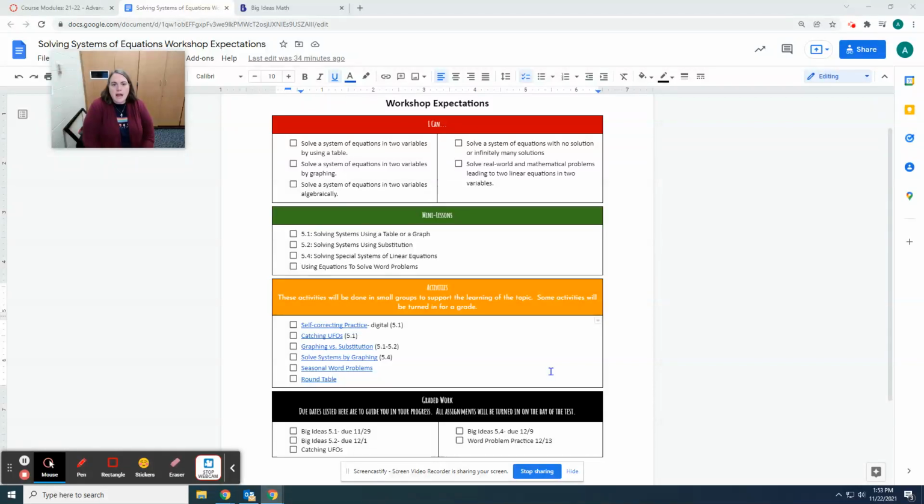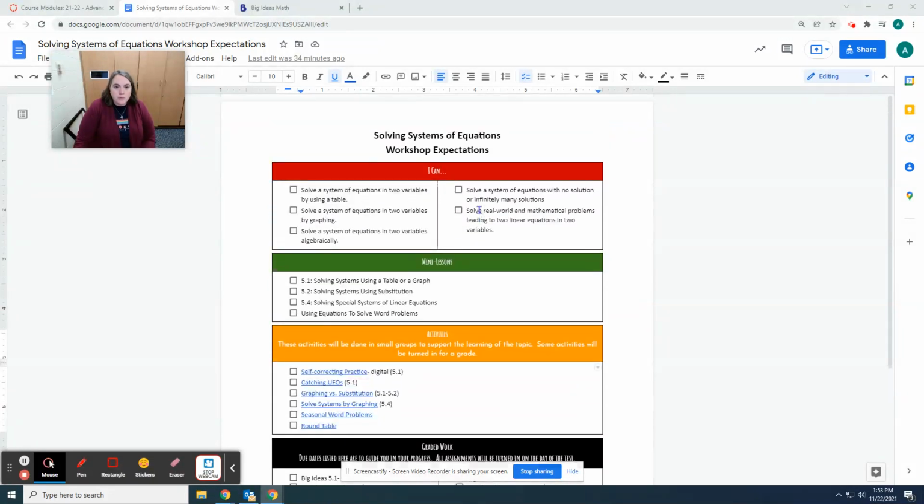Hello again. Now we're going to take a look at our lesson for the first section of Chapter 5. First, I have up here our workshop expectations for solving systems of equations. This is Chapter 5, but we won't be doing all of Chapter 5. We're going to be doing some specific parts of Chapter 5. That's why this just says solving systems of equations.